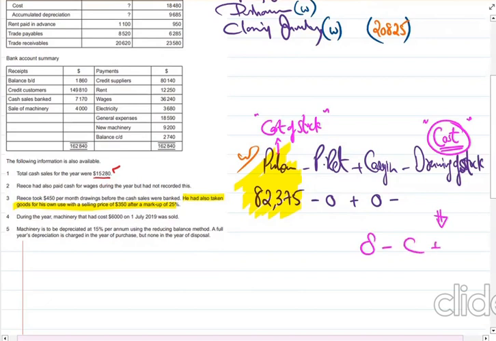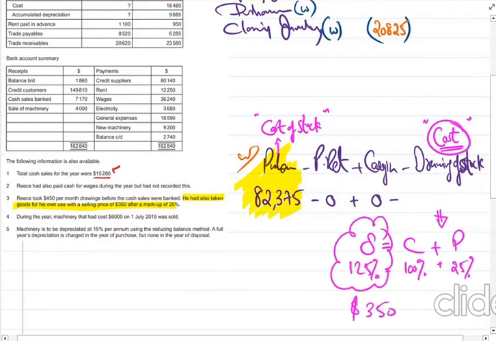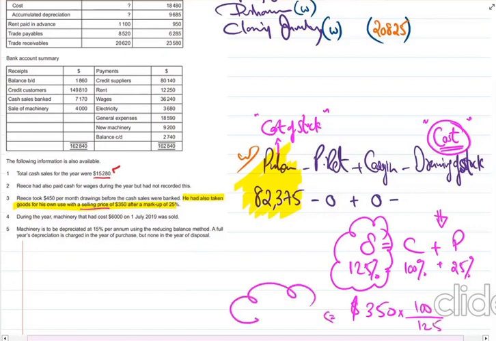Incomplete records, markup margin trick. 25% is markup, means cost supposed to be 100, selling price is 125. 350 is representing selling price, 125%, and we need to compute cost. Can you help me with the maths?